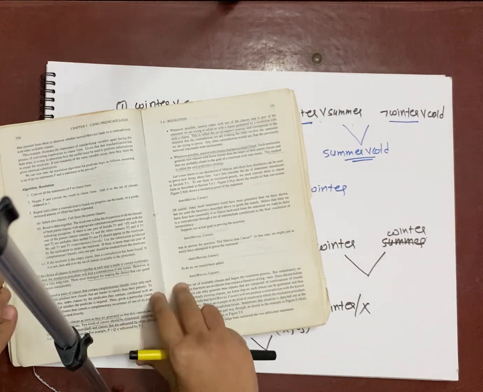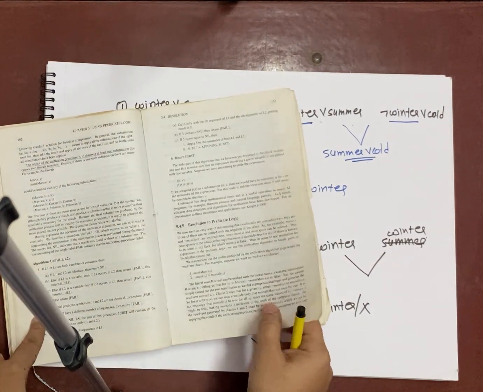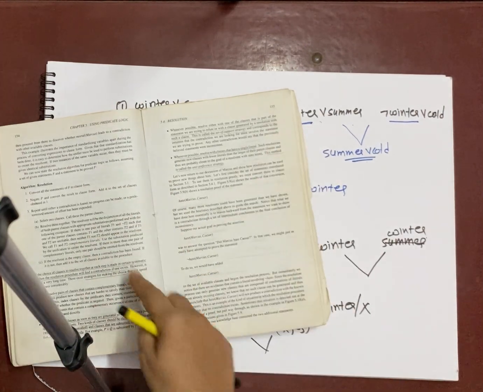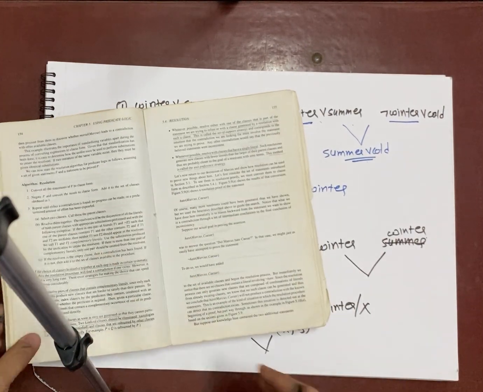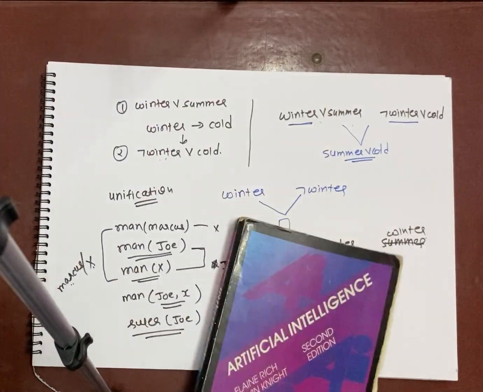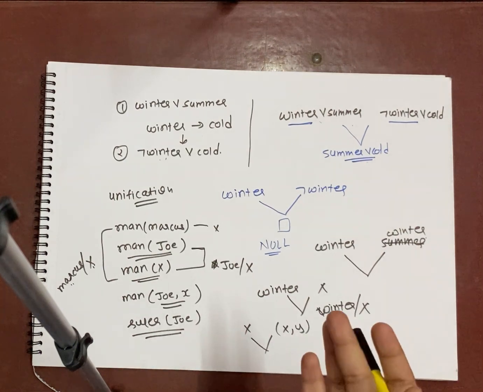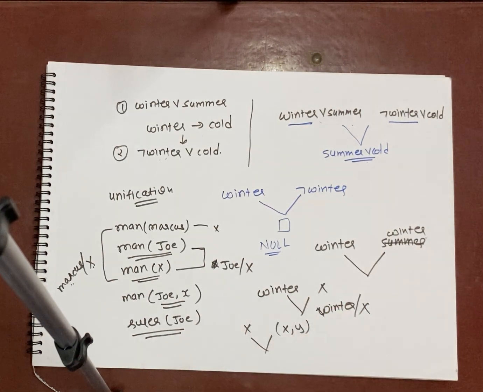So what we will do, first of all, we will discuss the unification algorithm, then we will have some examples of resolution, and after discussing examples we will be discussing this algorithm, so it will be very easy for you to understand. So that's all for today's lecture. We will be discussing unification and examples of resolution and the algorithm of resolution in the next lecture.